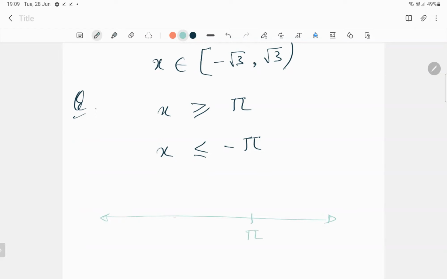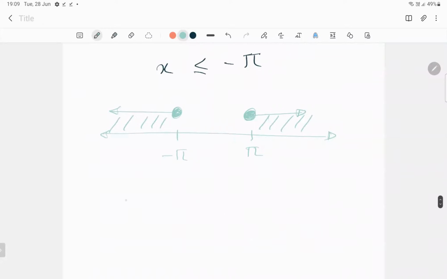Pi is greater, right? Now what you have to see is that x is greater than pi. So greater than pi means what? Right side. Lesser than minus pi means what? Left side. Lesser means left side, greater means right side. These numbers we are including, and both have the equality sign, so both will be closed brackets.